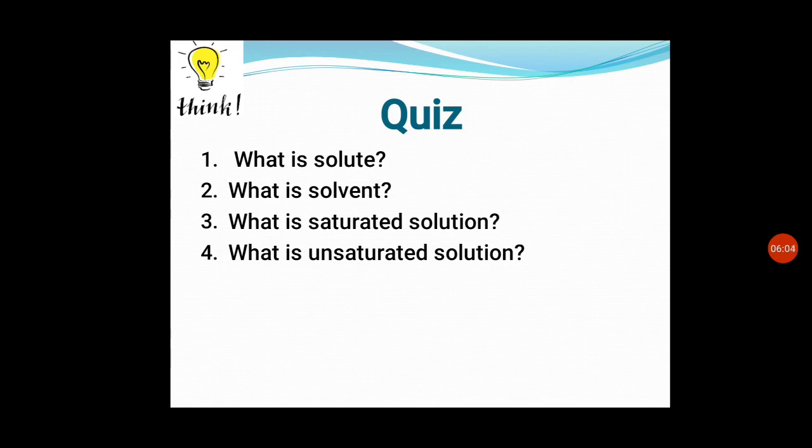Now here I have made a simple quiz for you so that you will come to know what you understood from this video. After completing this video, try to note down what is solute, what is solvent, what is saturated solution, what is unsaturated solution.